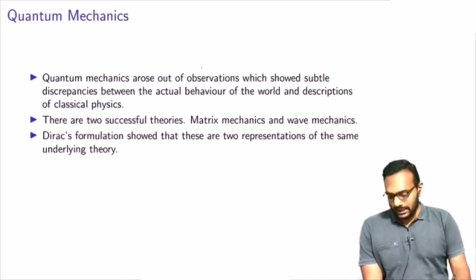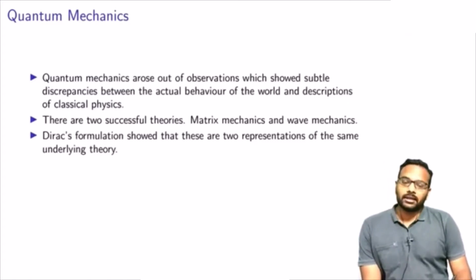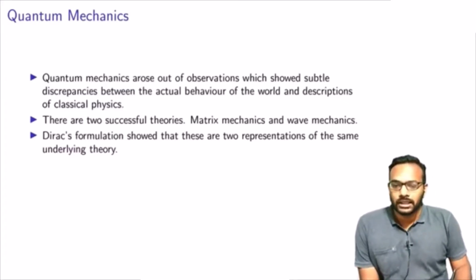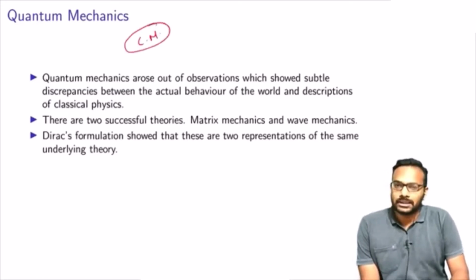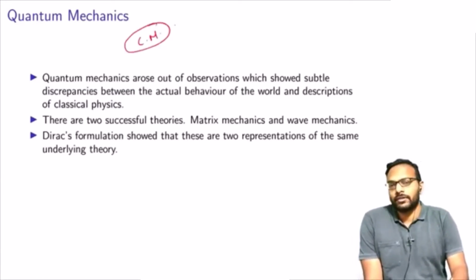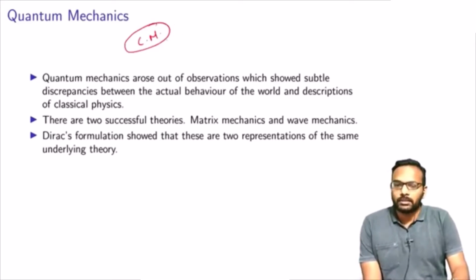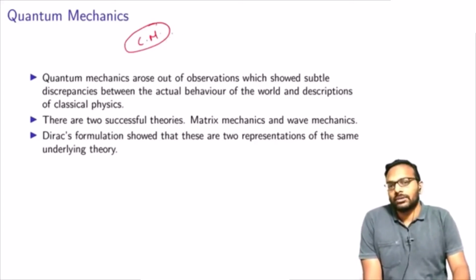You have to understand that quantum mechanics arose out of observations which showed subtle discrepancies between the actual behavior of the world and the descriptions of classical physics. People started doing experiments. People thought that physics is complete with classical mechanics. We just have to apply the underlying logic of classical mechanics to different problems. If you are talking about subatomic particles, just use the underlying logic and see how things work.